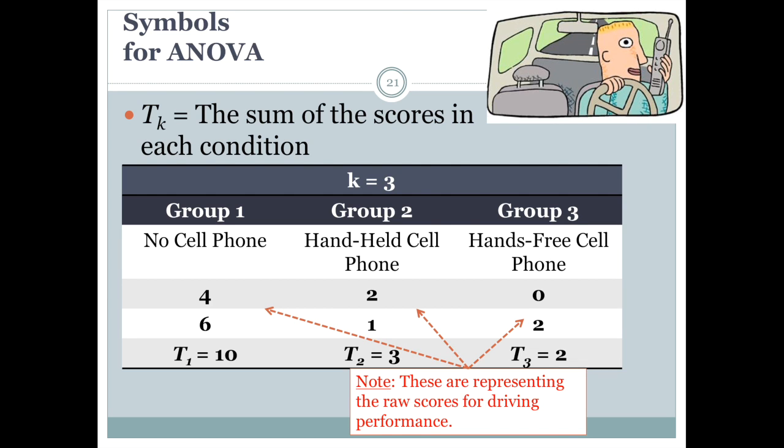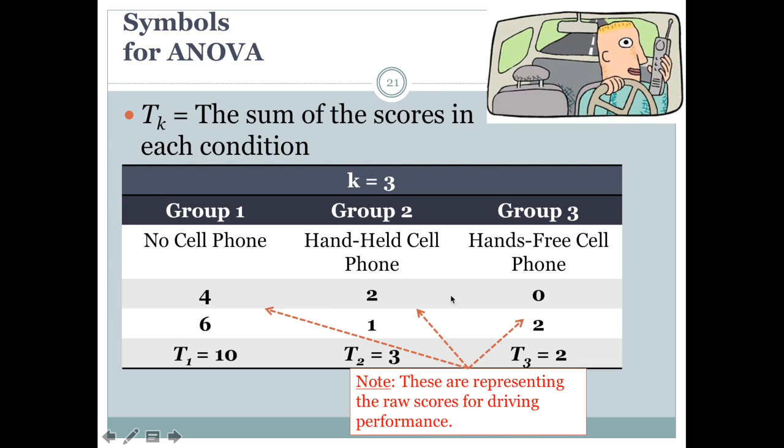Okay, T, or Tk, the sum of scores in each condition. So I just have a little bit of the data here. I just kind of chopped it off. I'm not using the whole data set quite yet. So again, we have no cell phone. So say on a scale from 1 to 10, one person scored a score of 4. One person in that group scored a 6. I know I said we had 5 people in the study, but I'm just chopping it off and just using 2 right now. In the handheld cell phone, on a scale from 1 to 10, one person scored a 2 and one person scored a 1.